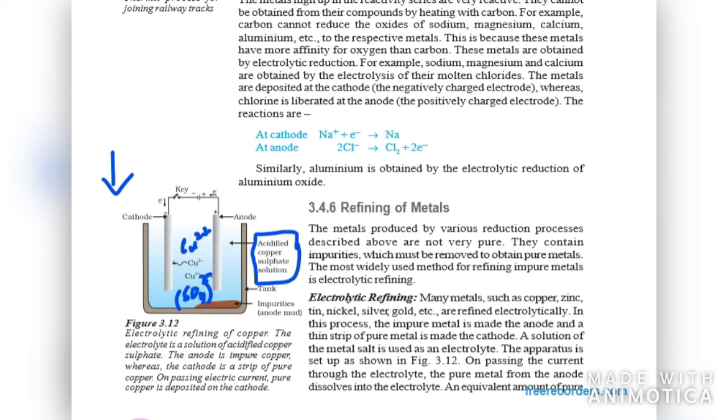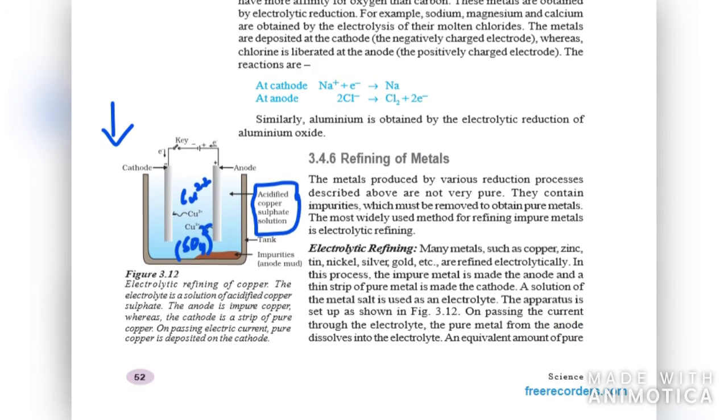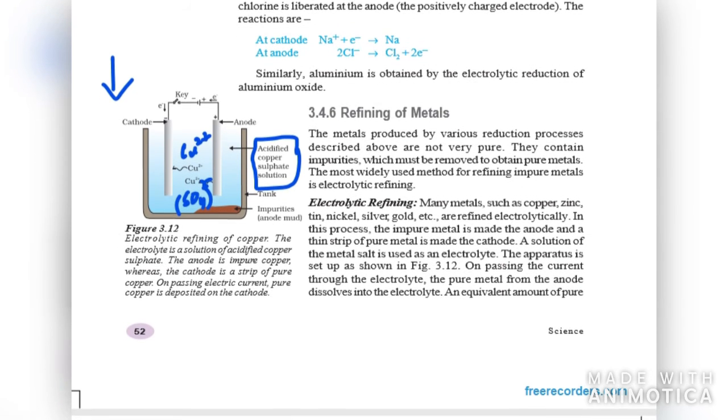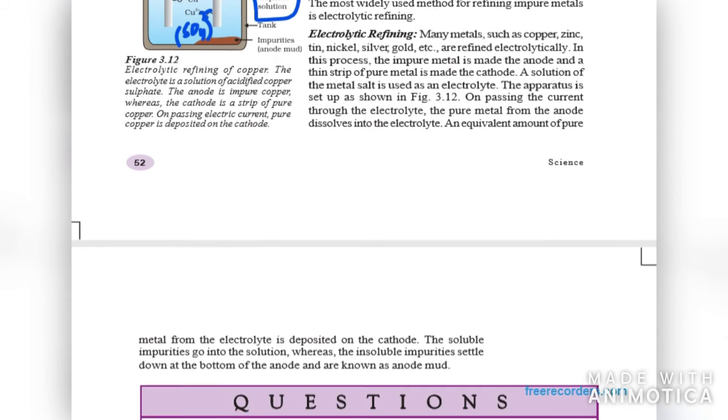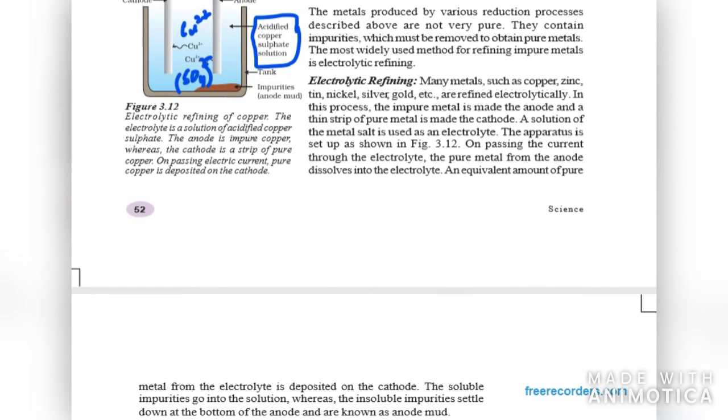So this is actually the whole process. As soon as you pass the current through the electrolyte, here copper sulfate solution, the pure metal from the anode dissolves into the electrolyte. As you can see, there are some impurities as well. The anode mud is known as impurities. An equivalent amount of pure metal from the electrolyte is deposited on the cathode. The soluble impurities go into the solution, whereas the insoluble impurities settle down at the bottom of the anode and are known as anode mud.